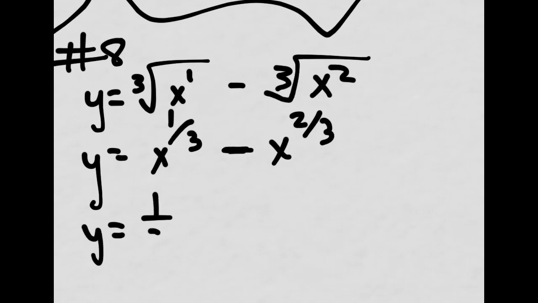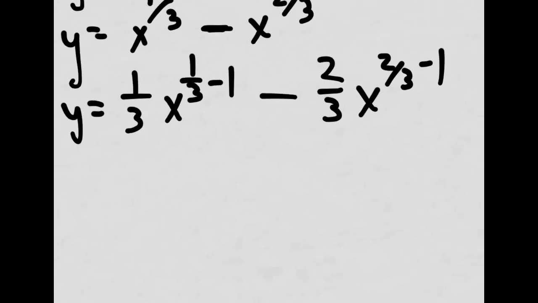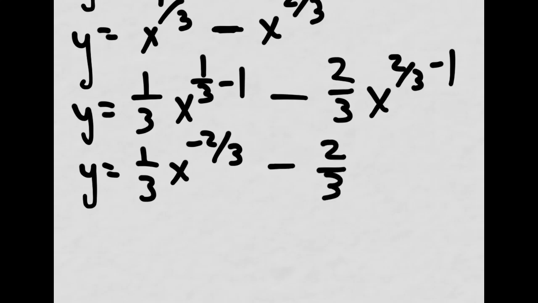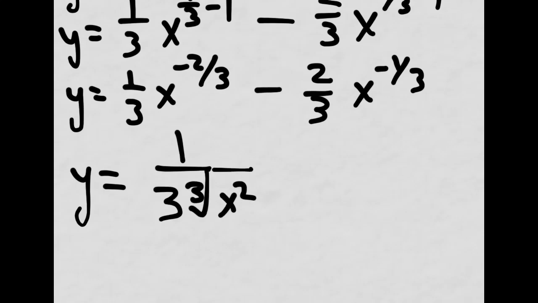So bring the 1/3 out front, and then it's x to the 1/3 minus 1, minus 2/3 x to the 2/3 minus 1. So y is equal to 1/3 x to the negative 2/3 minus 2/3 x to the negative 1/3. Then you can move the exponents to the bottom, and x to the 2/3 is the same thing as the cube root of x squared.